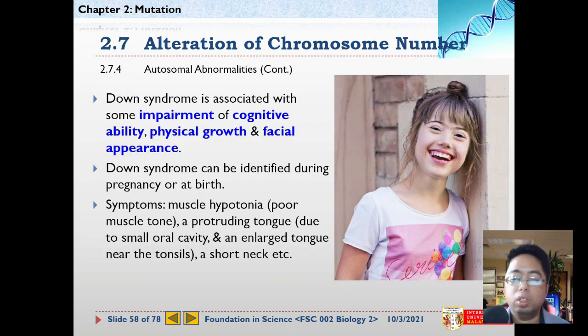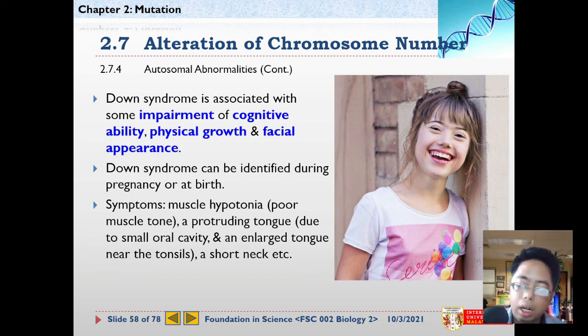So Down syndrome is associated with some impairment in cognitive ability, physical growth, and facial appearance. It can be identified during pregnancy or at birth. So you have symptoms such as poor muscle tone, which we call muscle hypotonia. Protruding tongue due to a small oral cavity. Due to a small oral cavity, it means that they have a small mouth. Okay. Enlarged tongue near the tonsil and short neck.